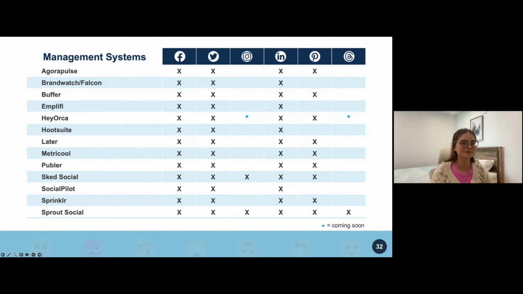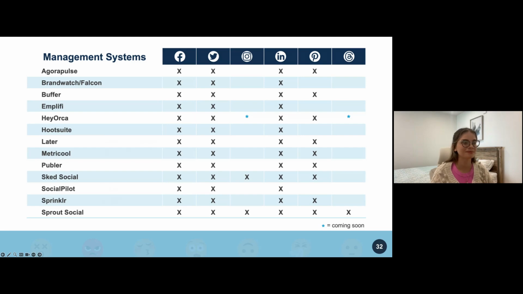This is a sampling of a few different management systems and how they handle image accessibility. Instagram just very recently adjusted their API, so more third-party systems like HeyOrca should be able to access the alt text field for that platform soon. Meta Business Suite on desktop can also be used to schedule posts with image descriptions to Facebook pages and Instagram business accounts.